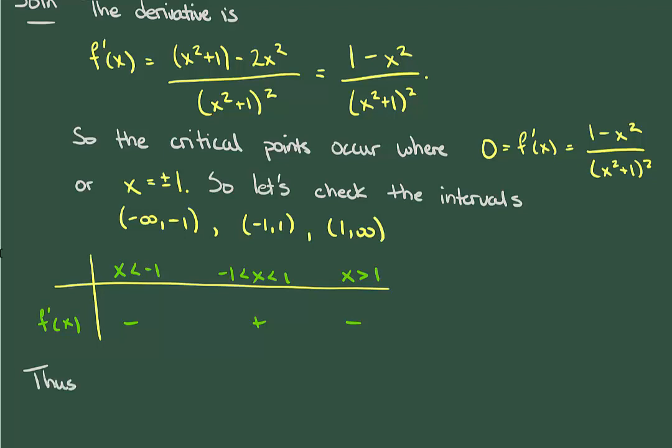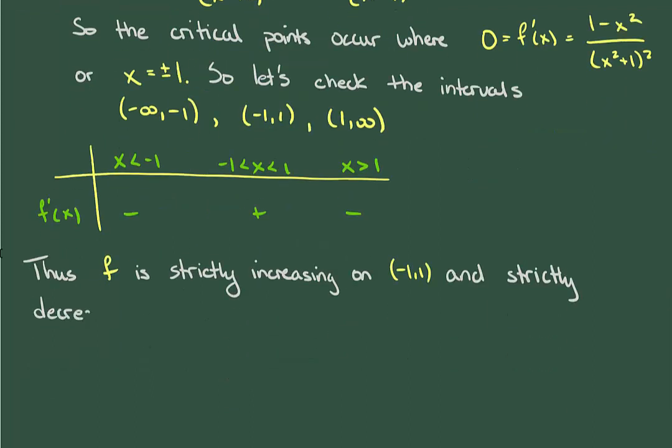From this table and our theorem, we can thus conclude that f is strictly increasing on the interval -1 to 1, and strictly decreasing when x is less than -1 and x is greater than 1. Thus, we can use first derivative information to decipher when a function is increasing and decreasing.